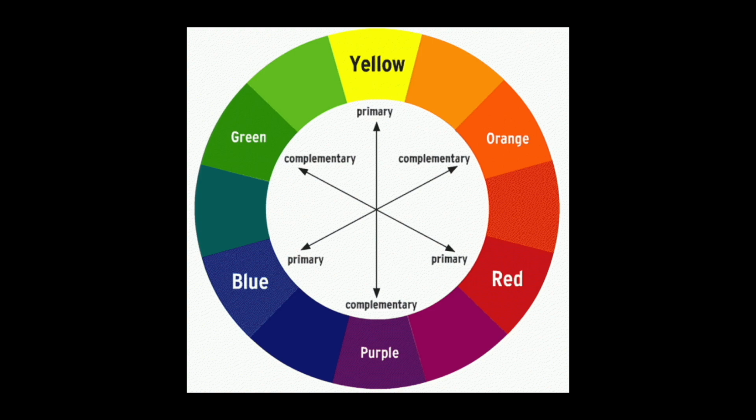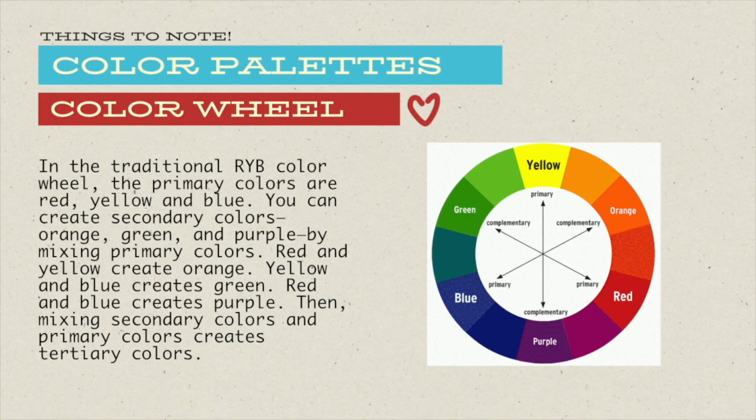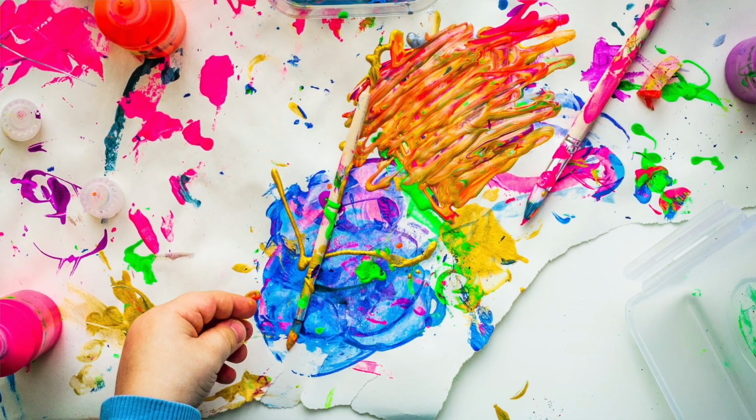In the traditional RYB color wheel, the primary colors are red, yellow, and blue. You can create secondary colors like orange, green, and purple by mixing the primary colors. Red and yellow make orange, yellow and blue create green, red and blue create purple. Then mixing secondary colors and primary colors together, you get tertiary colors. This probably sounds a lot like elementary school art class, and that's totally where all of this stems from.